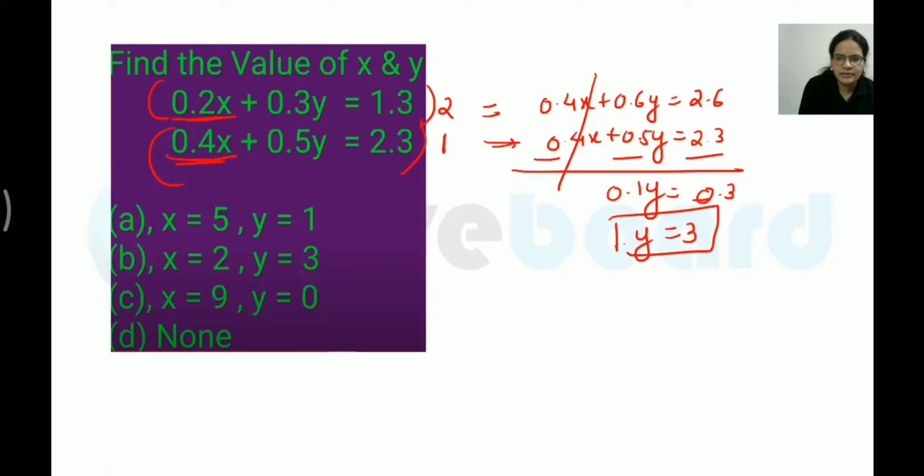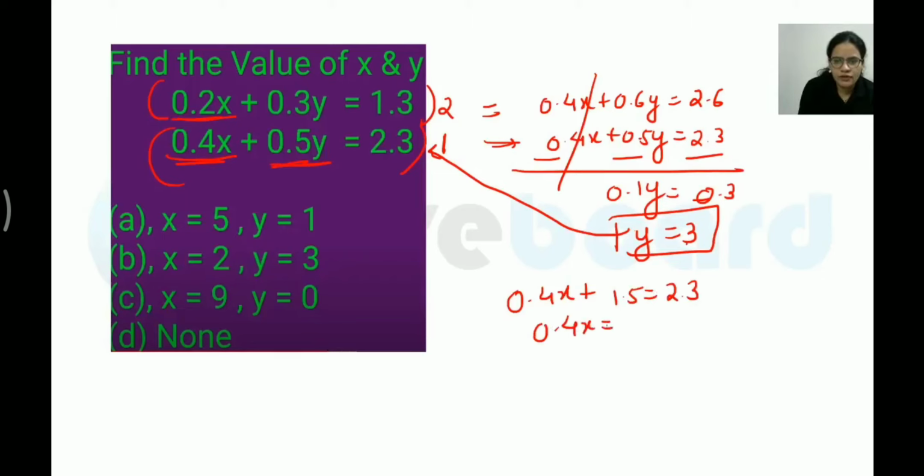Y is 3. Once I get y equal to 3, you can substitute it in any one of the equations. So what would be the value? 0.4x plus 0.5 into 3. 0.5 into 3 means 1.5. This is equal to 2.3. So what would be my value? 0.4x is equal to 0.8. X would be equal to 2. Are you getting the same solution?